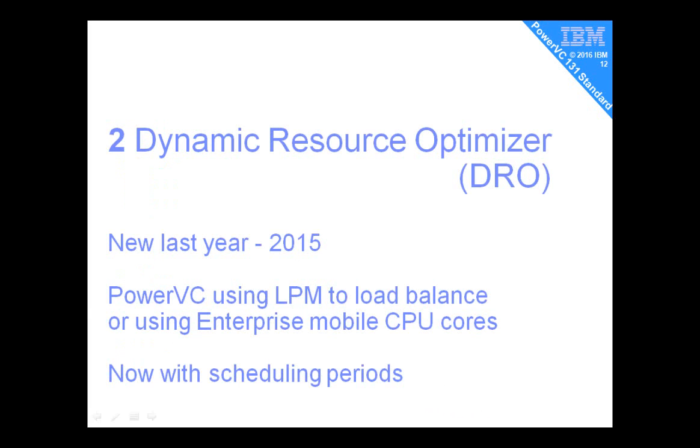Again, a little reminder before we look at the new things. We've got the Dynamic Resource Optimizer. It came out last year, 2015. This allows PowerVC to use live partition mobility to load balance the machines in one of your host groups.